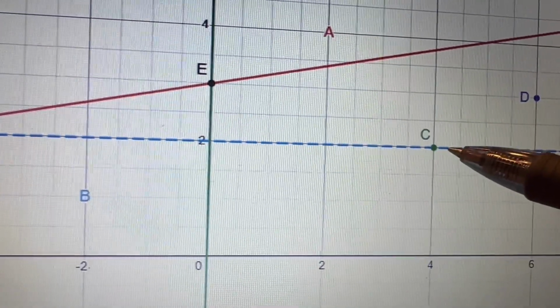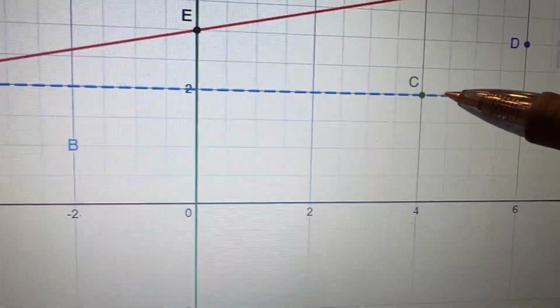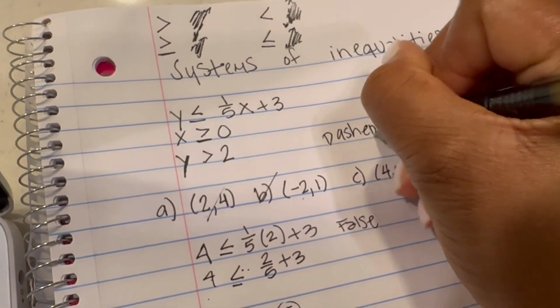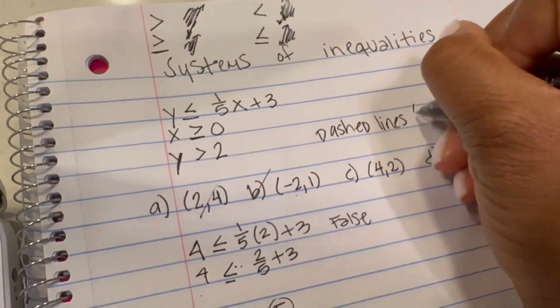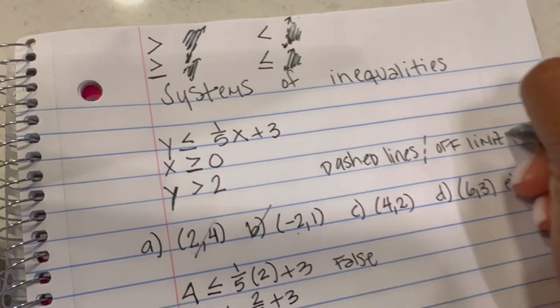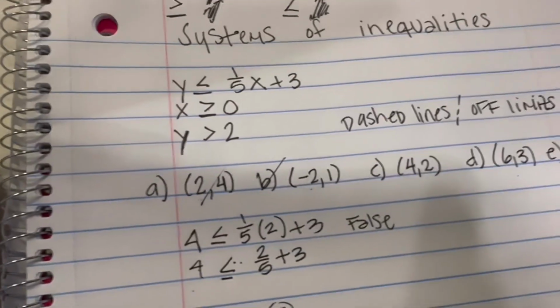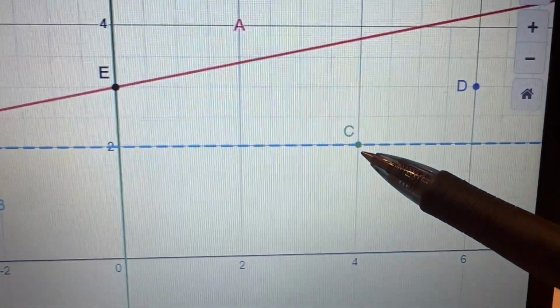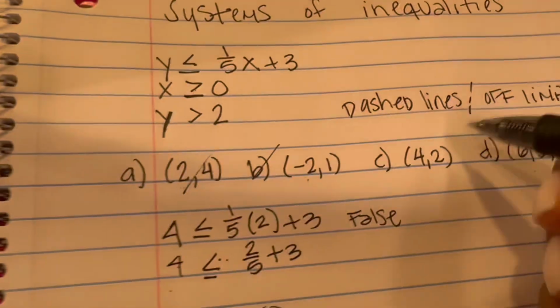So dashed lines, y'all, are off limits. Write that down. Dashed lines are off limits. Don't pick points that are on that one. It's not equal to it. So C is not an answer either. It's not greater than the blue line, so go ahead and cross it out.